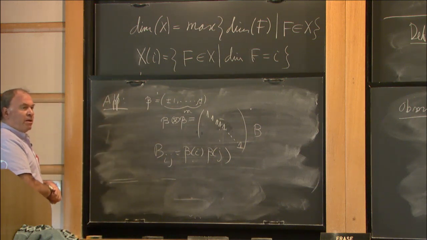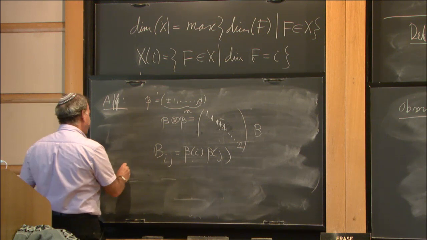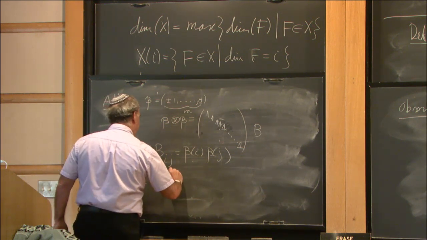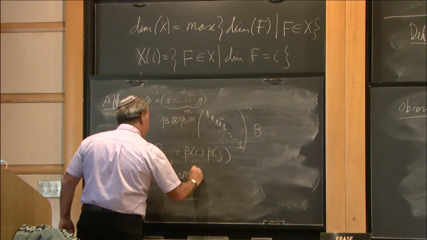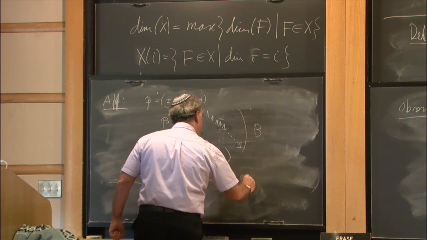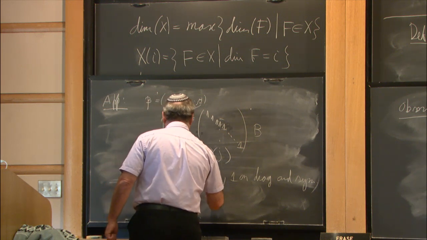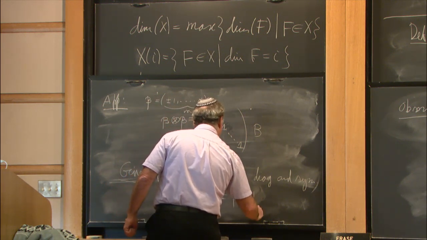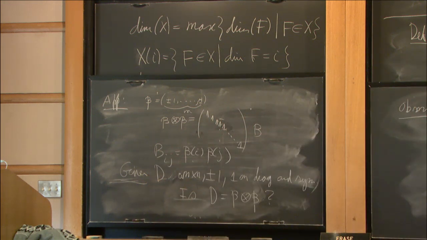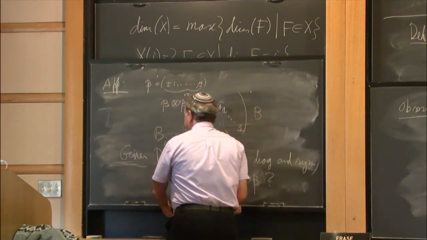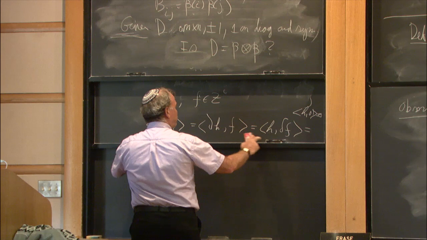Here is the property testing problem. Given a matrix D, m by m, plus or minus one, with one on the diagonal and symmetric, is it beta tensor beta for some beta? And I want to decide on that problem by looking only at a bounded number of bits out of this matrix. Then here is an answer. Here is a good test.